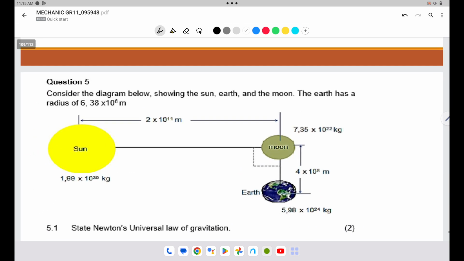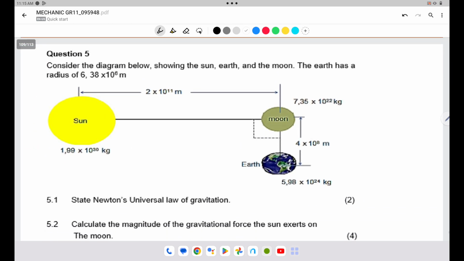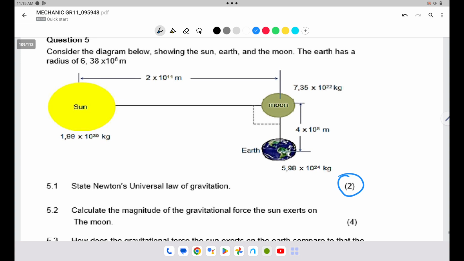So it says, consider the diagram below showing the sun, the earth and the moon. The earth has a radius of 6,38 times 10 to the power of 6 meters. Then there's the diagram over there. The first question says, state Newton's universal law of gravitation. Okay, I'm not going to state that law, but what I can say is you scored yourself 2 free marks.